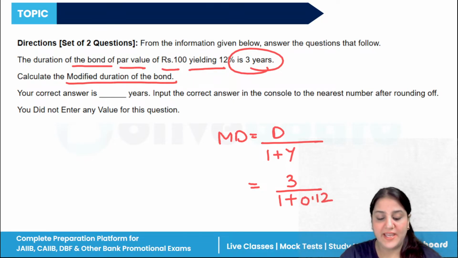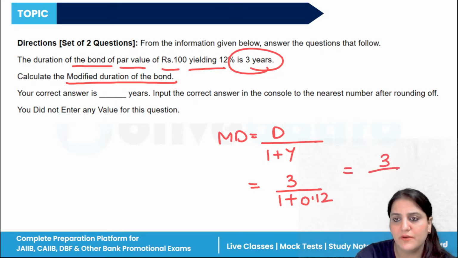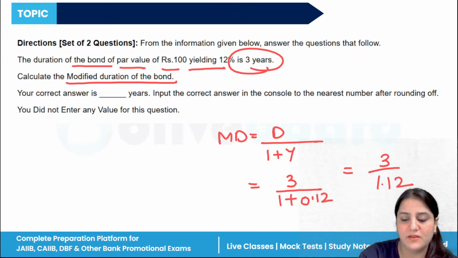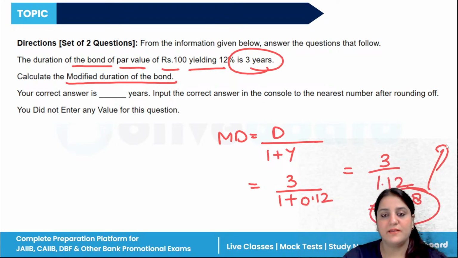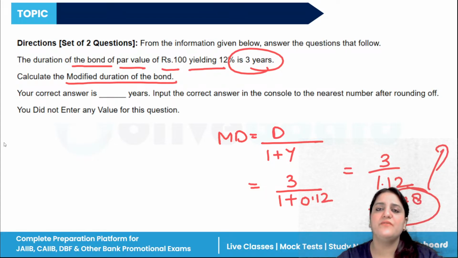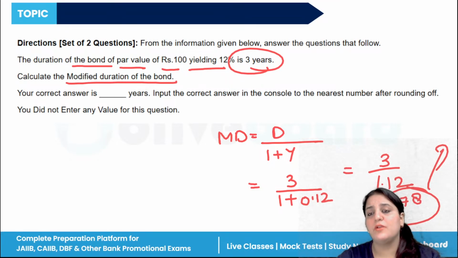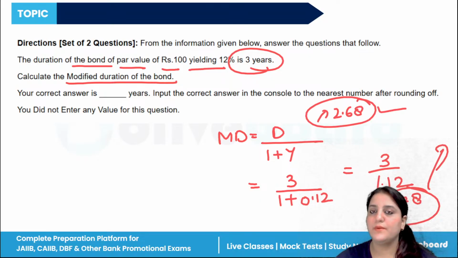So when I calculate it, that is here 3 by 1.12, right? So 3 divided by 1.12 is equals to 2.678. So this is the answer. These are the years, and here it is the correct answer, 2.678. You can see after rounding off this will become 2.68. Okay.